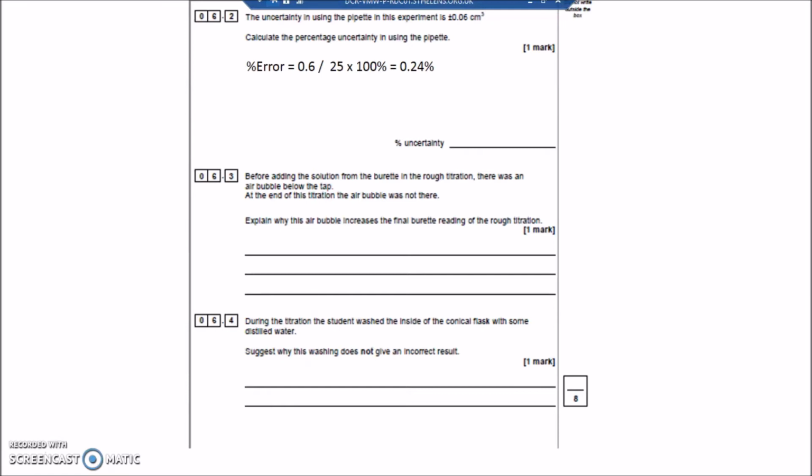Well, when you're pouring from the burette, some of it will fill the air bubble. So some of the solution replaces the air bubble before it actually comes out of the burette. So that's why the reading is higher than it should be, because some of the actual acid has filled the bubble where the burette is before anything's actually started to come out of the burette. So the solution, the acid, first replaces the air bubble before it's dispensed from the burette.